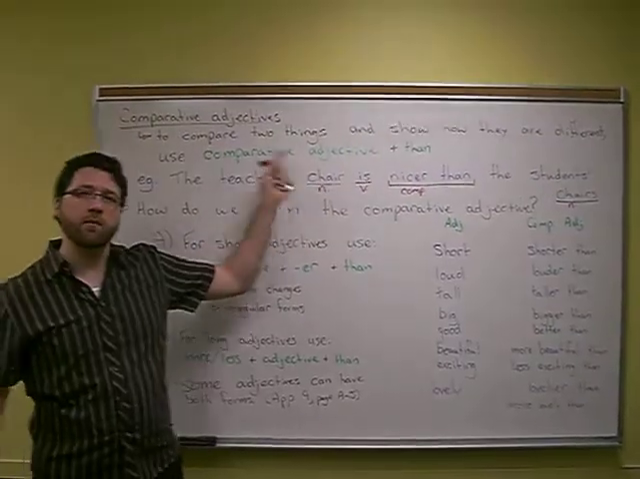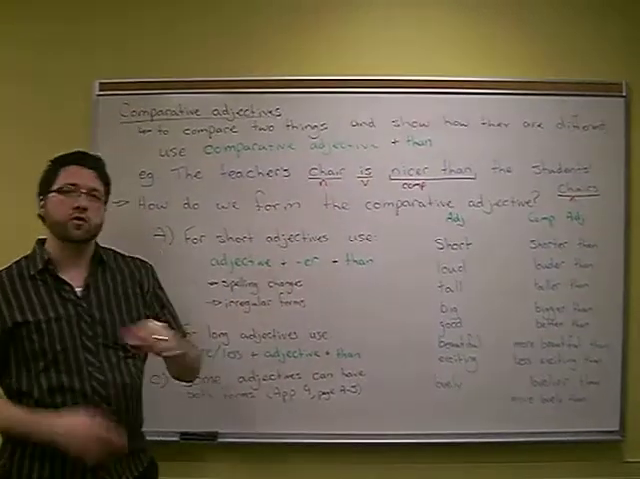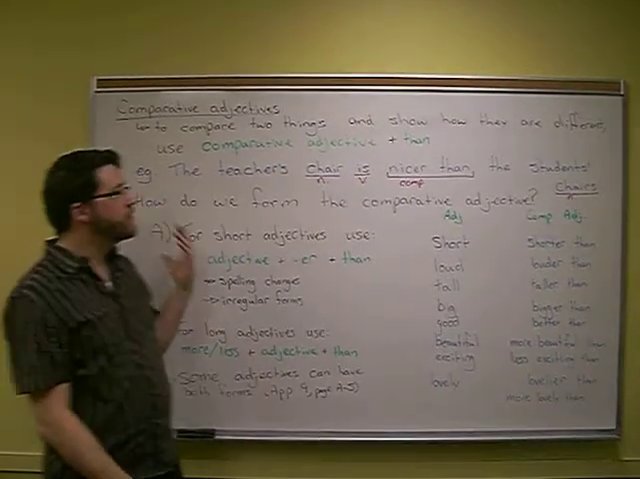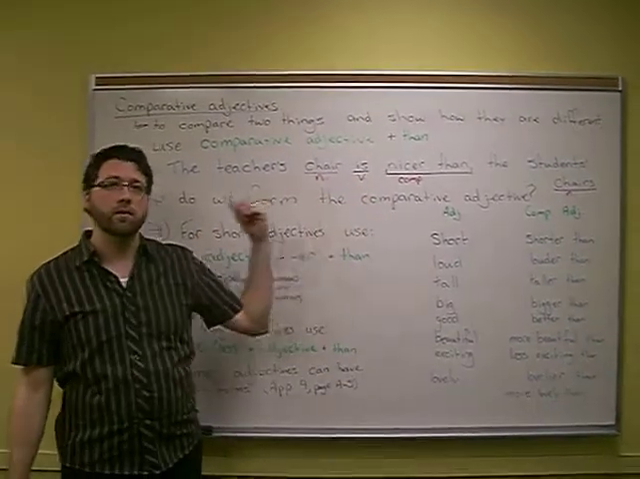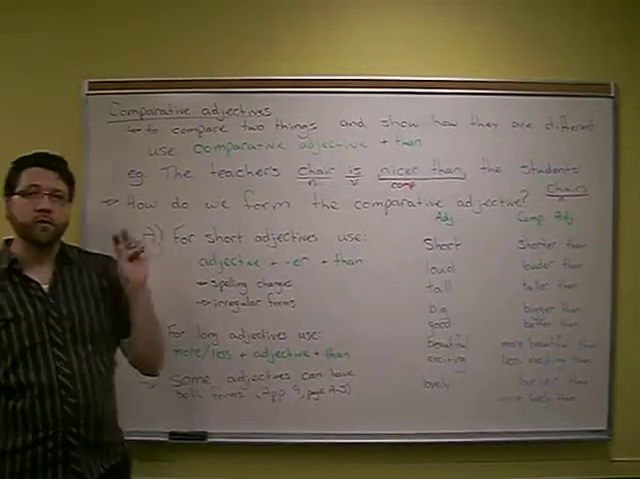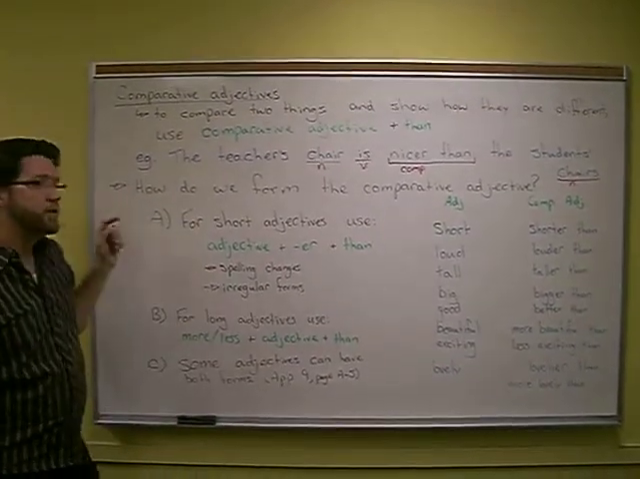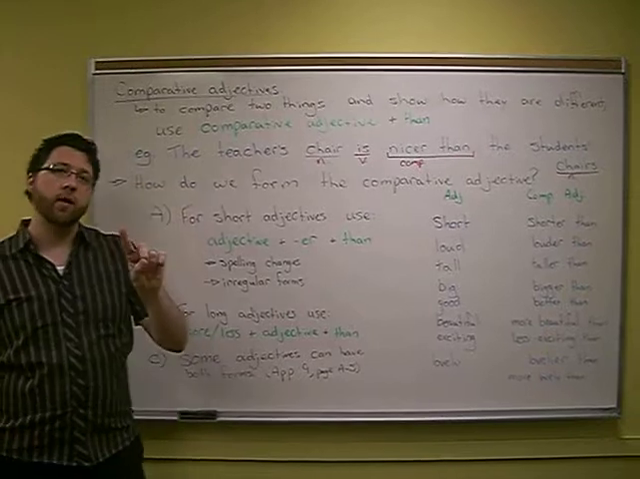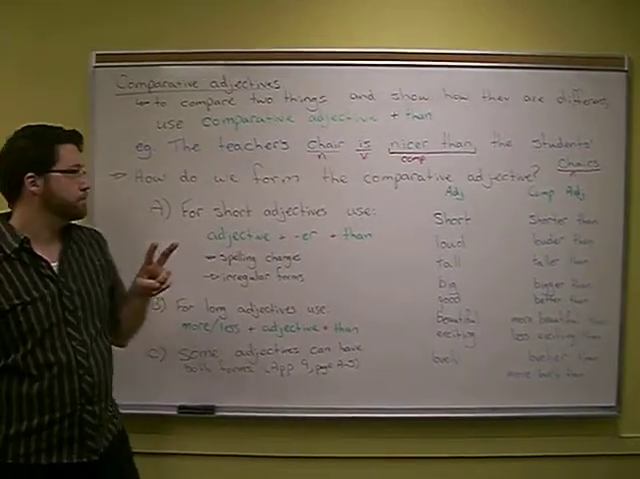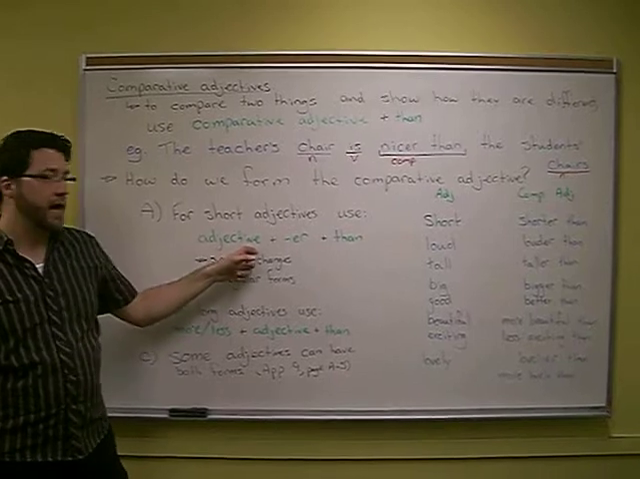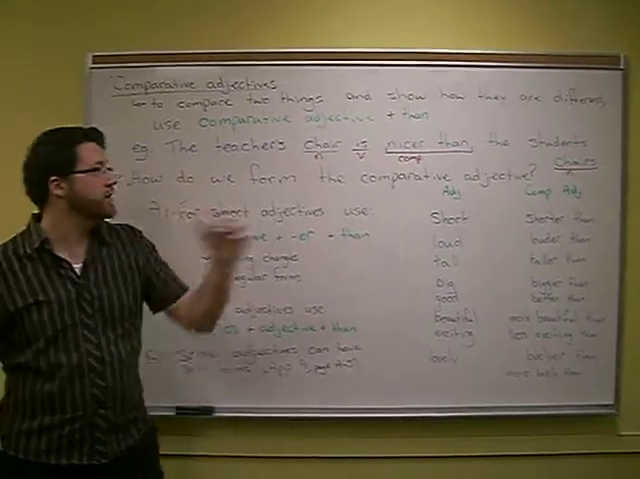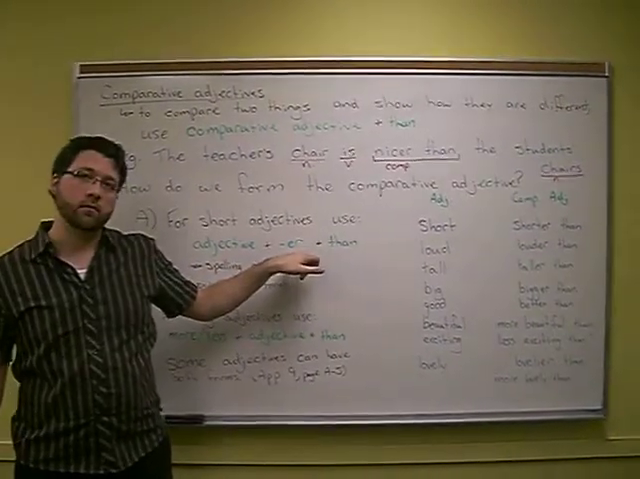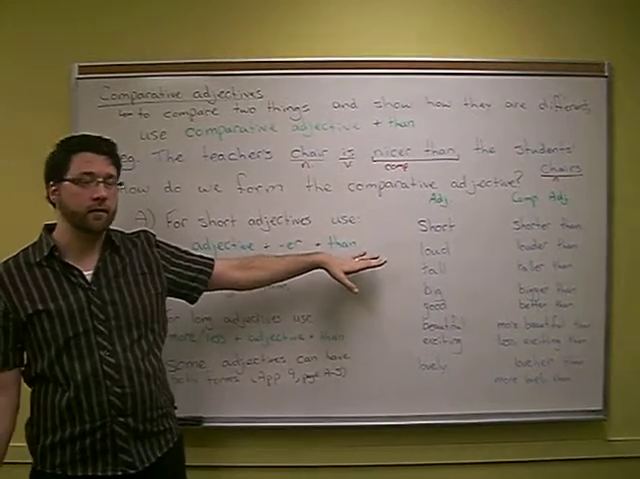So to create this comparative adjective form, we actually have to change the adjectives. And that's what we're going to talk about now. So how do we form a comparative adjective? Well, there are three ways. The first is for short adjectives. And these are adjectives that are one or two syllables long. We use the form adjective, so we take our regular adjective like nice, and we add er, and then we have than at the end.